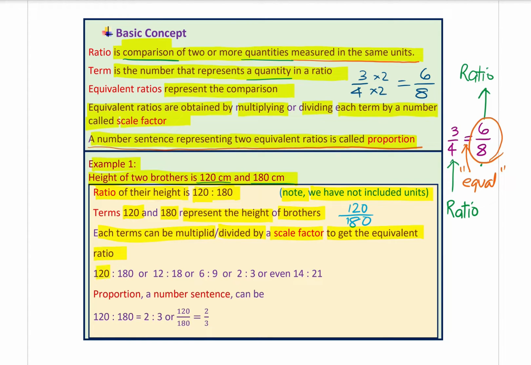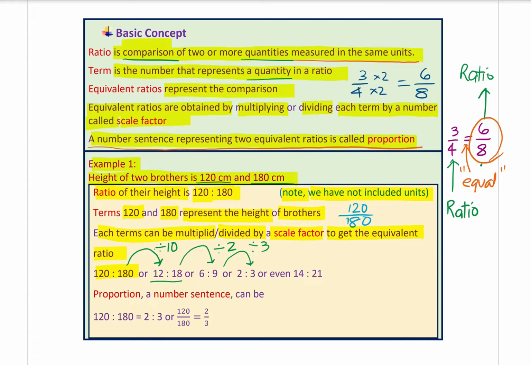So in this case, what I'm doing here is I'm actually dividing. So in step 1, I'm dividing by 10. So when I divide by 10, 120 is to 180, it becomes 12 to 18. And then I divide by 2. So if I half it, I get 6 is to 9. And then what am I doing? I'm further dividing by 3. Now we got 2 is to 3.